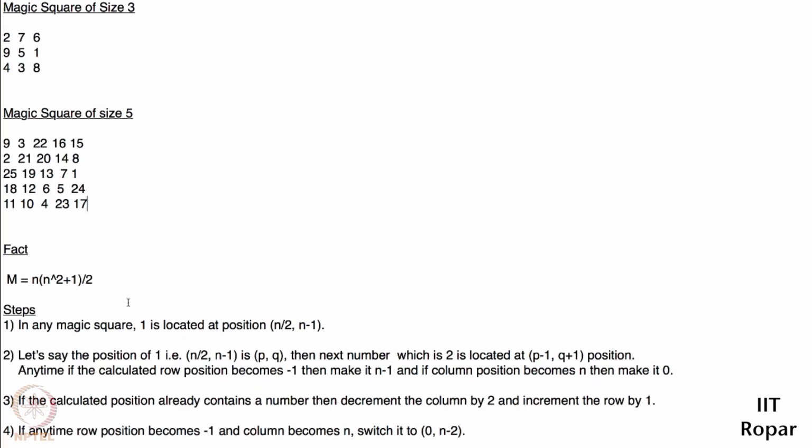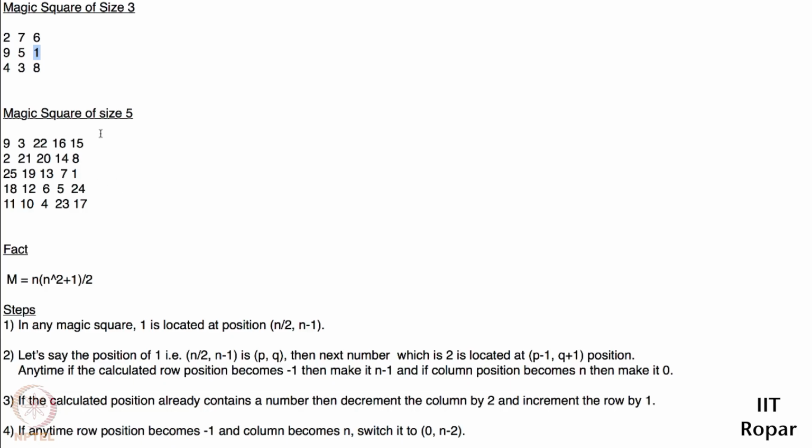So first, as I told you, in any magic square 1 is located at position n by 2 comma n minus 1 for any general n cross n square matrix. N by 2 will give me the position of the row. For example, for 3, n by 2 becomes 1, taking the integer number. First row is 0, second row is 1, third row is 2. So 1 is at this position, and n minus 1 is the column position, which is 2, so the third column. So my position of 1 is first row and third column.